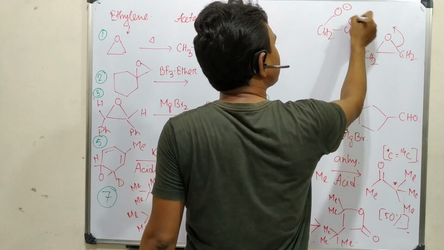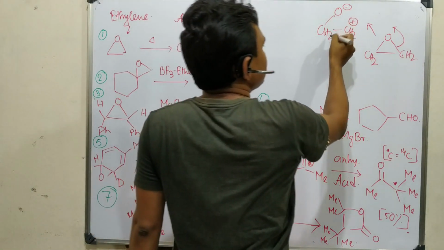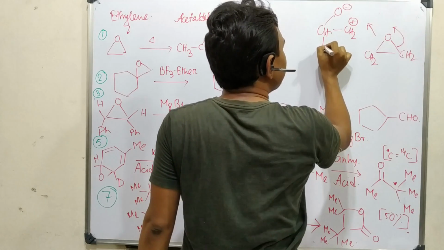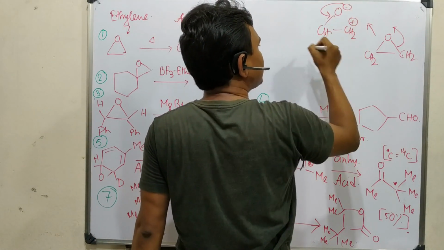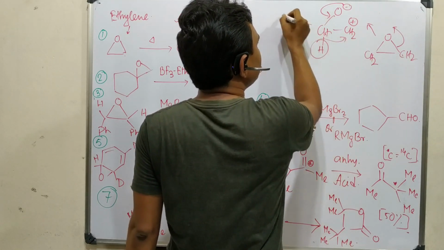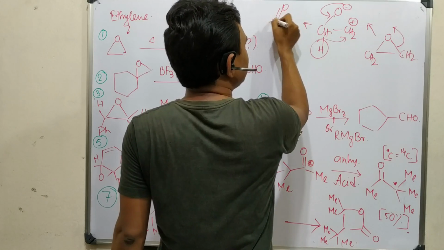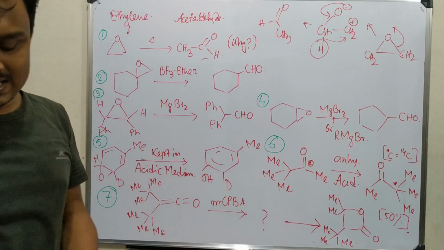this CH2 plus. So like Pinacol Pinacolone rearrangement, you can see there is a hydrogen which is capable of migrating, and there is oxygen which can push its electron, and this will migrate. So what will be there? It will be this double bond, this CH, and this is CH3. Nothing but this. This is acetaldehyde.